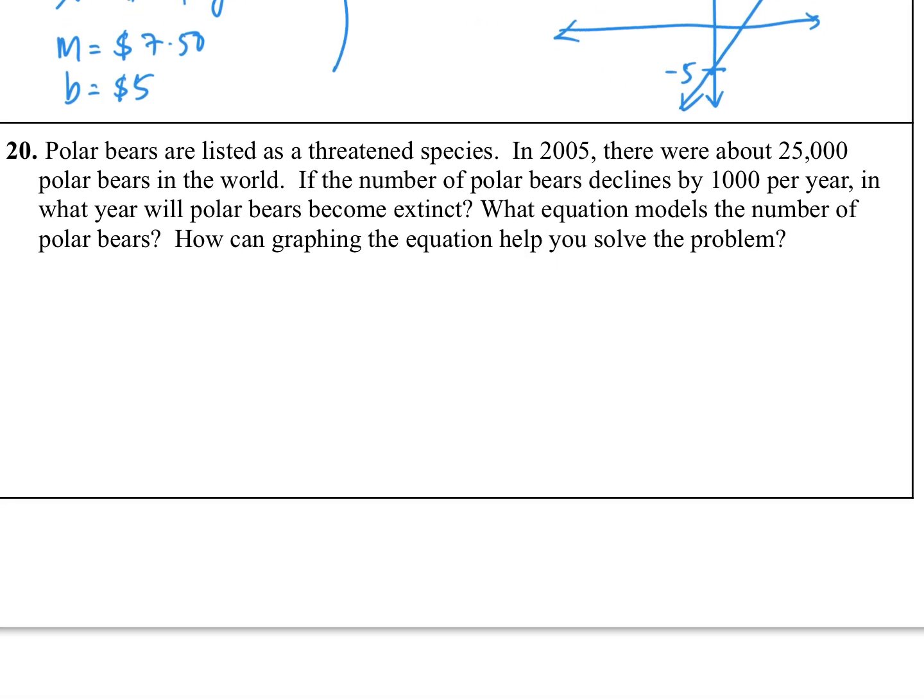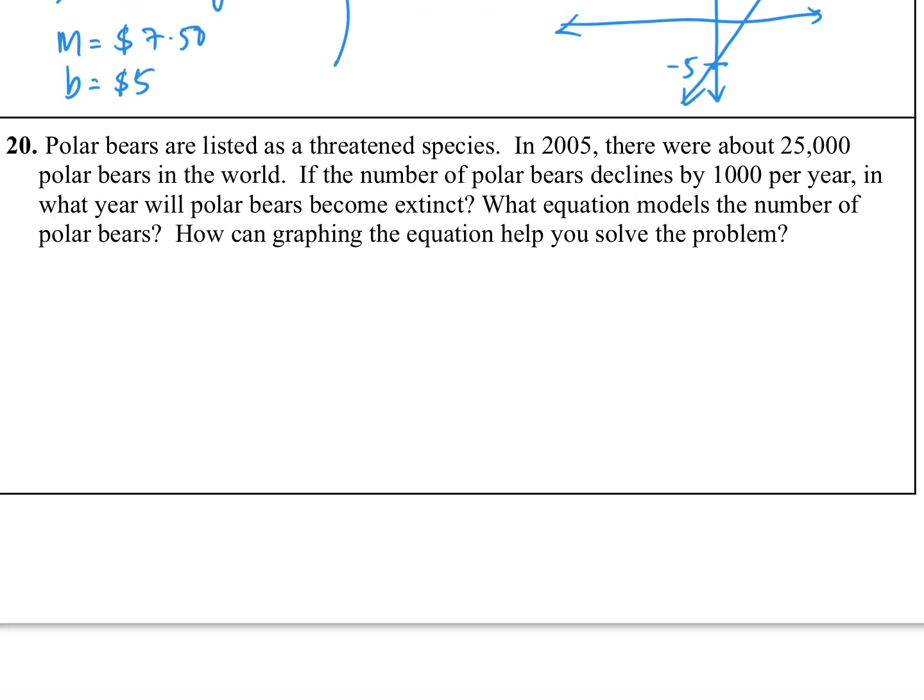Okay, number 20. Polar bears are listed as a threatened species. In 2005, there were about 25,000 polar bears in the world. If the number of polar bears declined by 1,000 per year, in what year will polar bears become extinct? What equation models the number of polar bears? How can graphing the equation help you solve the problem?